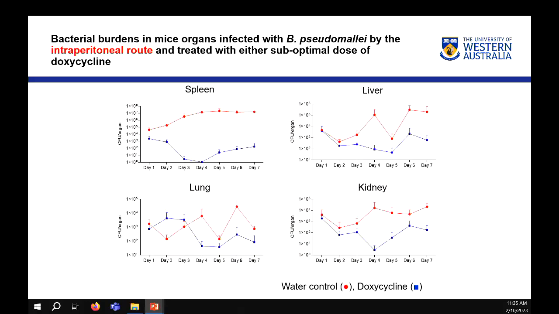And so this is with the IP challenge route. You can see that in the red are the untreated animals. We see increase in bacterial burdens in the spleen, but with doxycycline treatment we see a lot less. Same in the liver, similar in the lung, maybe not quite as clear, but remember we are injecting these animals by IP, and then in the kidney as well.